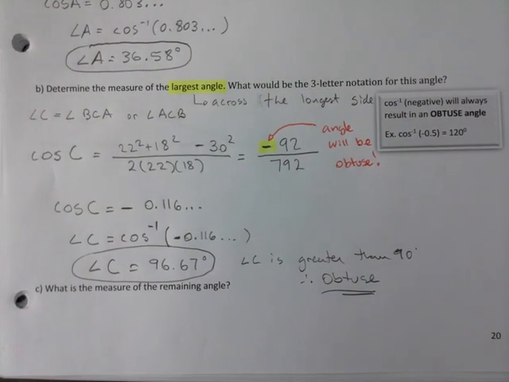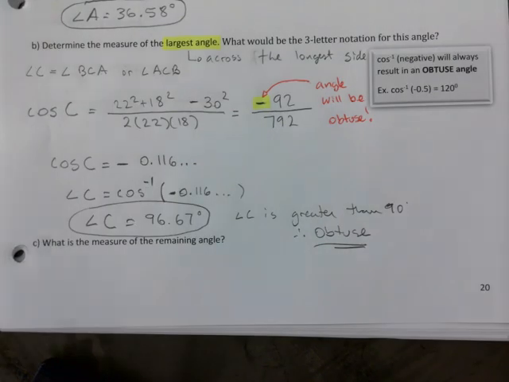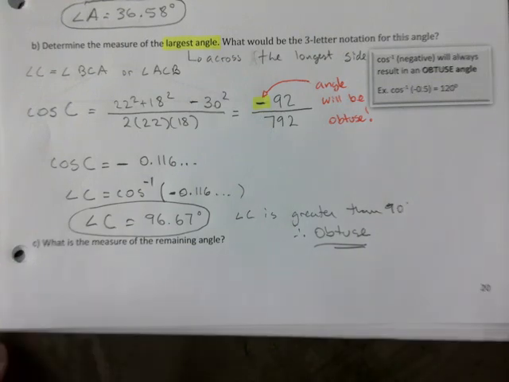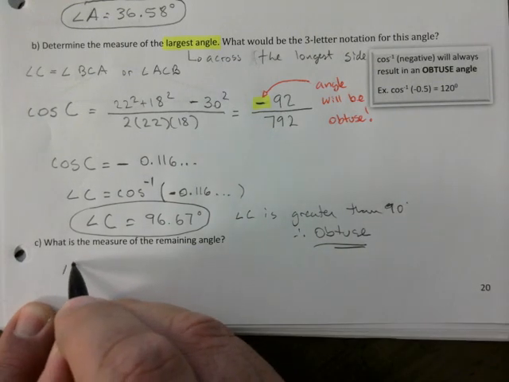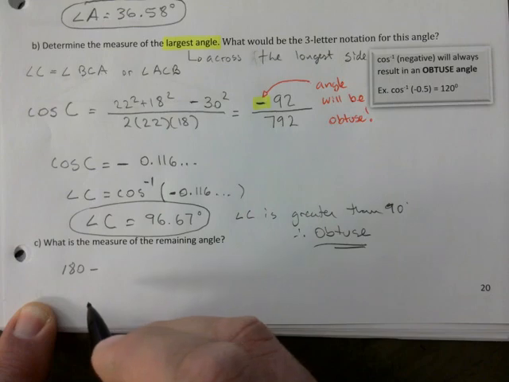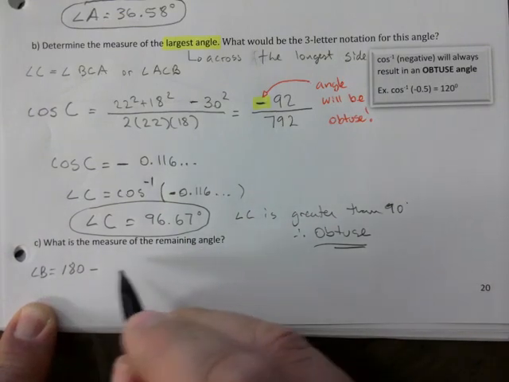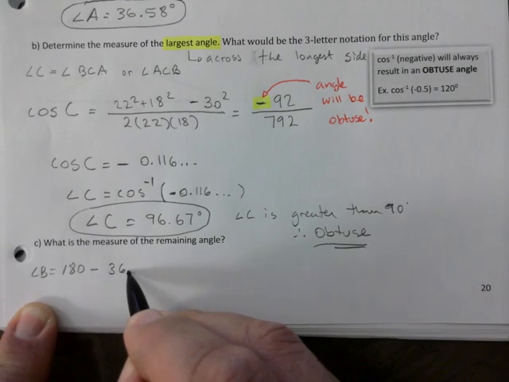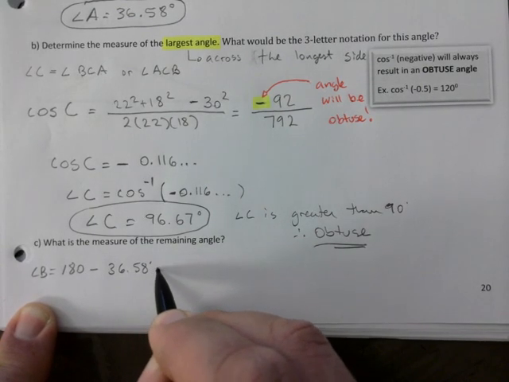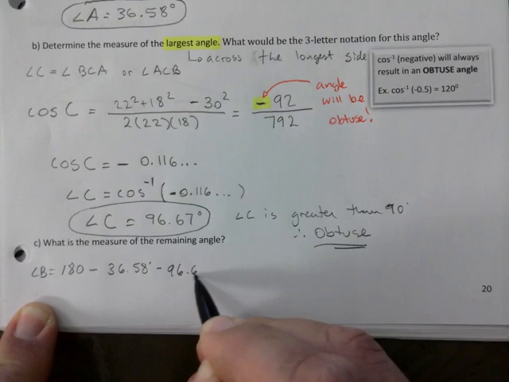What's the measure of the third remaining angle? Sum of triangle, right? We're not going to do cosine again, even though you can. I wouldn't. I would just go 180. What is this that we're finding? Angle B, right? That's the only one that's still remaining. Angle B is 180 minus 36.58 minus 96.67.